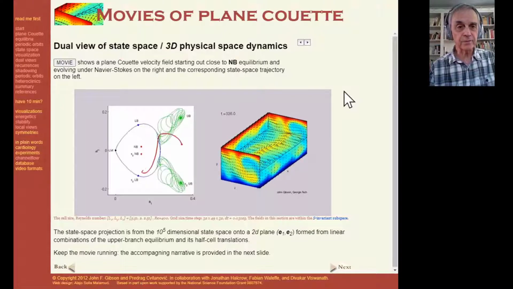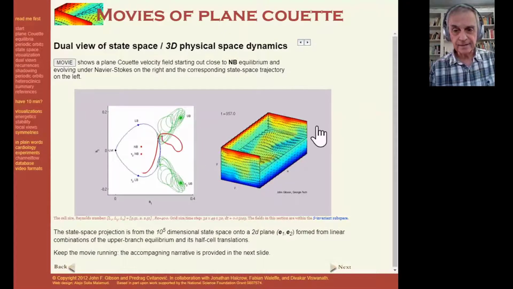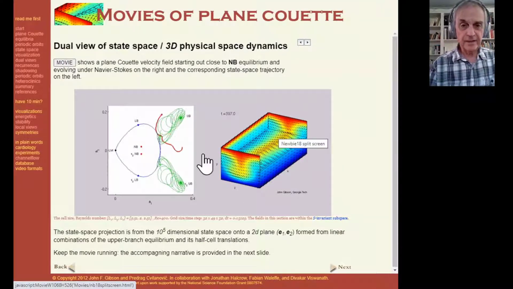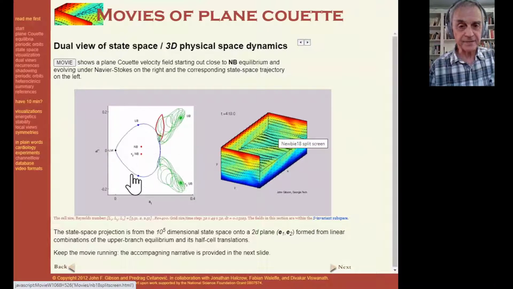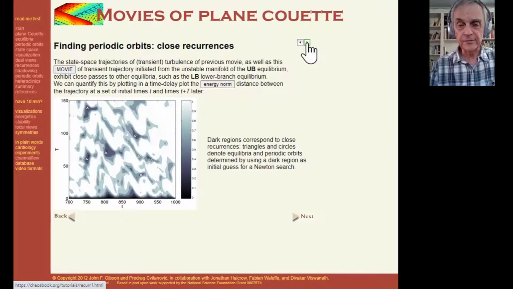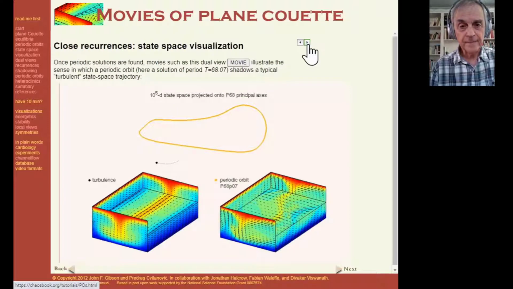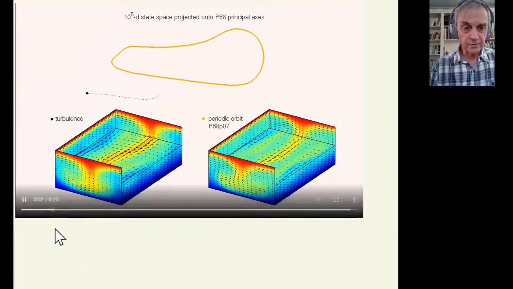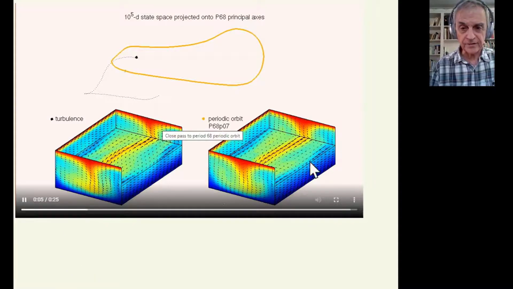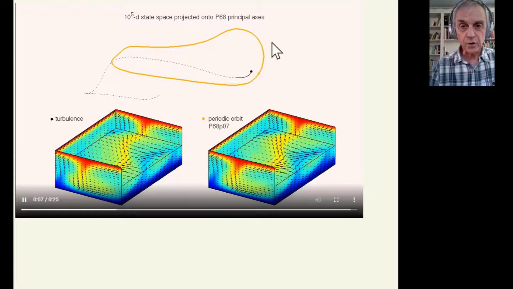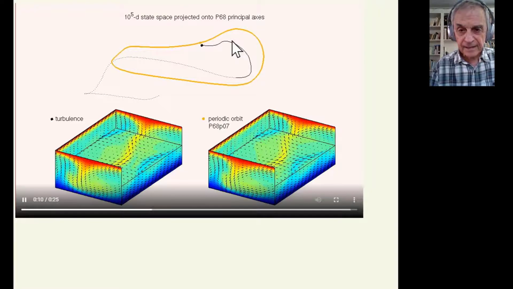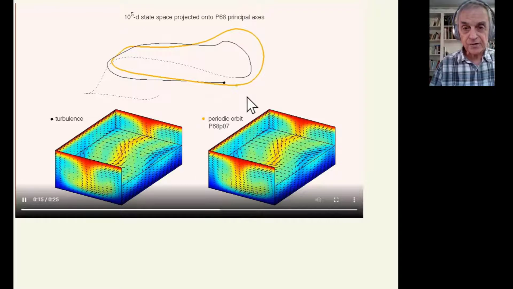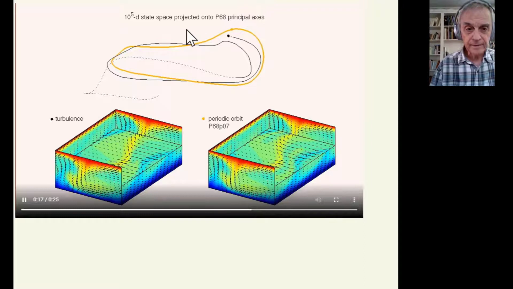So now we have a tool where we can combine our intuition as plumbers in 3 dimensions with our amazing tools of nonlinear dynamics in state space by finding first close recurrences. And here is the dual visualization of a periodic solution. So it's happening. This is turbulent. This is the periodic orbit. The periodic orbit is orange in state space. When I'm black, I'm close to it, and you can't tell by eye the difference between them. So I'm shadowed by a periodic orbit.